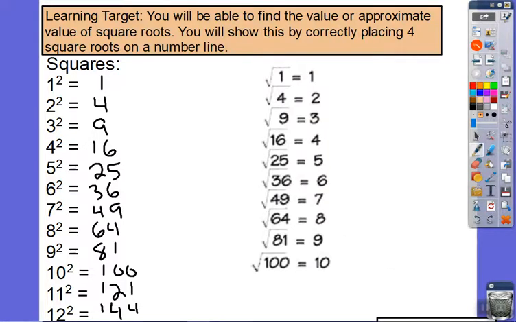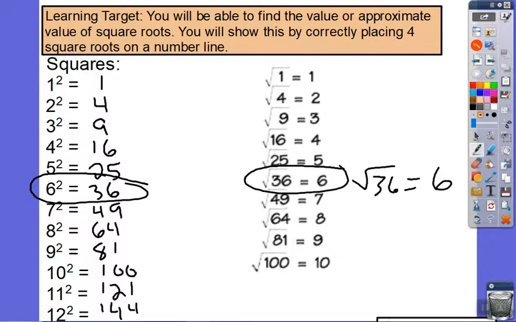So for example, the square root of 36 here is 6, because when you look at it, 6 times 6 is 36. So that's asking what times itself gives you 36? It's 6. They're opposites. So like 9 squared is 81, and the square root of 81 is 9. But now what are we going to do with the other numbers? Because this is just a few of them.